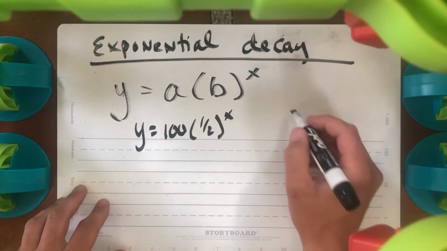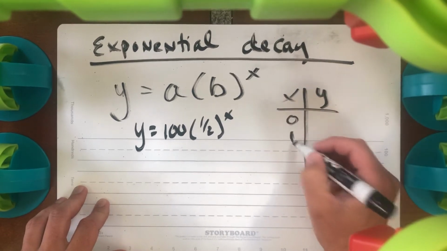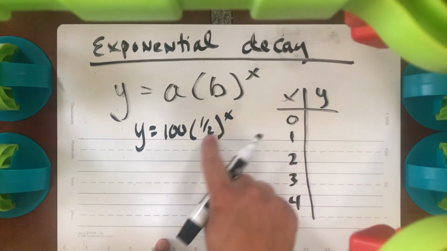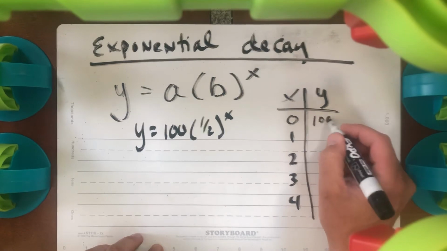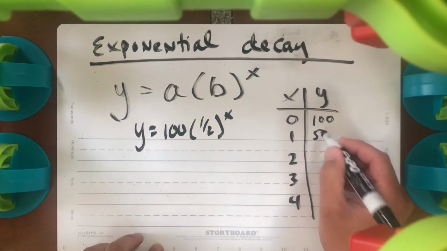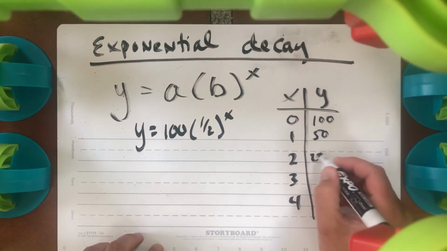Let's go ahead and make a quick table of values and take a look at what we got going on here. Plug in 0, 1, 2, 3, 4. All right, so if I plug in a 0, half to the 0 power is 1, times 100 is 100. Plug in a 1, half to the first power is a half, times 100 is 50. Plug in a 2, half to the second power is a quarter, times 100 is 25.